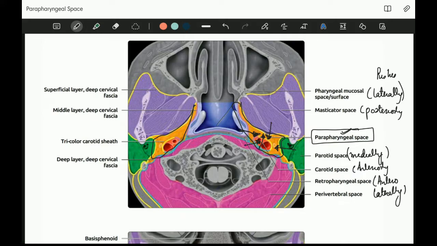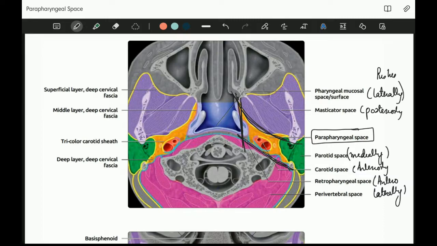The fascia surrounding the parapharyngeal space is made up of all three layers of the deep cervical fascia. Anteriorly, it is made from the superficial layer, and medially it is made from the middle layer of the deep cervical fascia, and posteriorly it is formed by the deep layer of the deep cervical fascia.